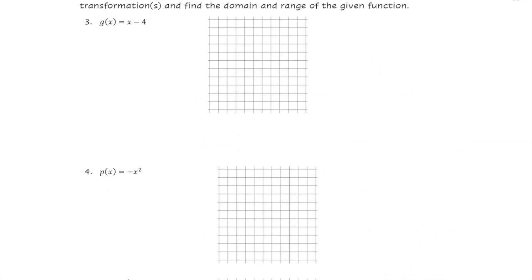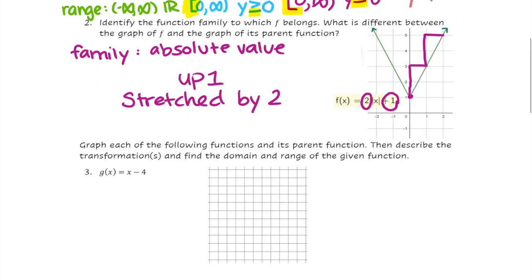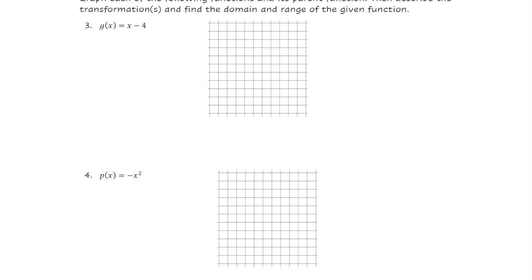Okay, now we are going to look at graphing these functions and the parent function. My first one here, g of x, is x minus 4. As for the parent function, the linear function was f of x equals x, and this time we have g of x equals x minus 4. This, subtracting 4, means it got shifted down 4.